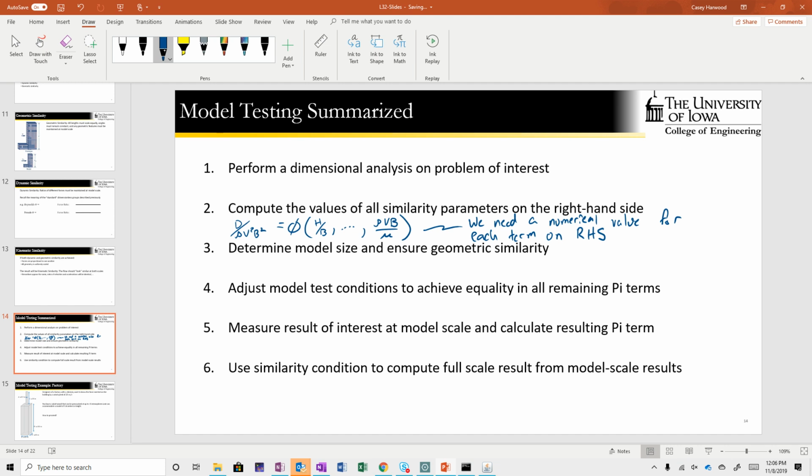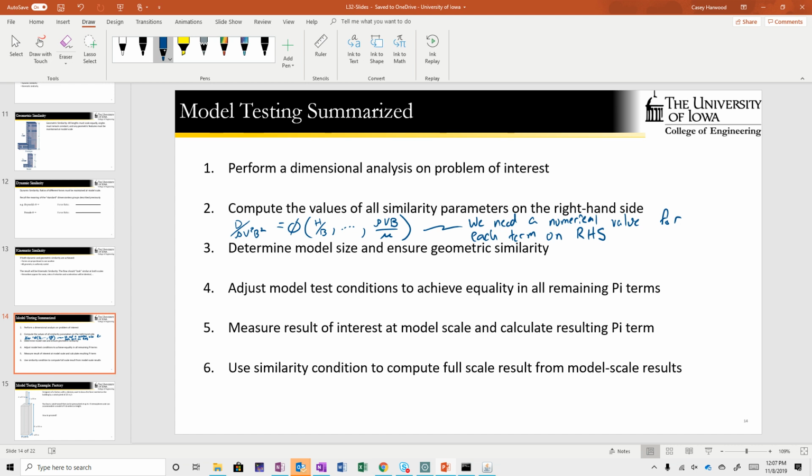Okay, step 3 is figure out how big your model can be while ensuring geometric similarity. By ensuring geometric similarity, all of the pi terms that involve only geometric descriptors, ratios of lengths, angles, what have you, should automatically be satisfied. Number 4 is adjust your model test conditions, or the fluids you're testing in, or other parameters of your experiment, to achieve equality in all of the remaining pi terms on the right-hand side of your model scale. And by doing that, you're hitting that dynamic similarity requirement.